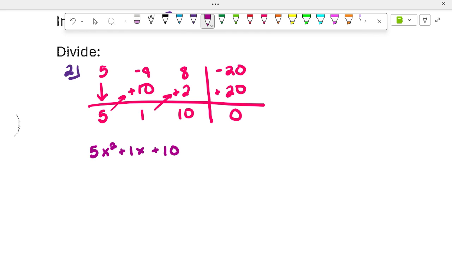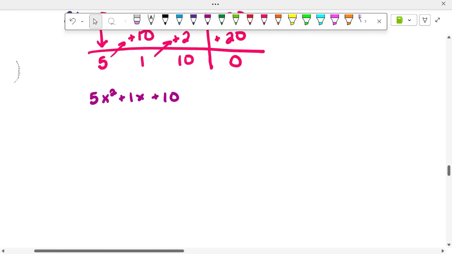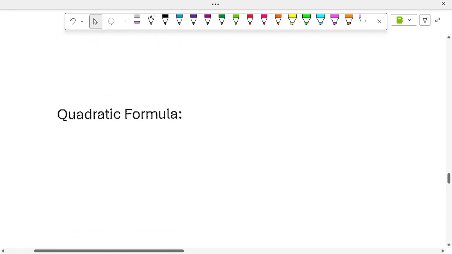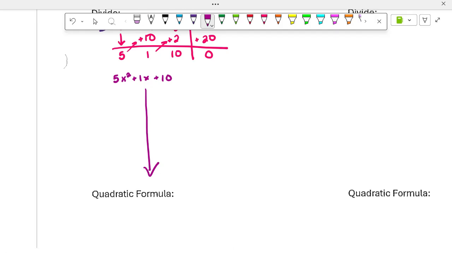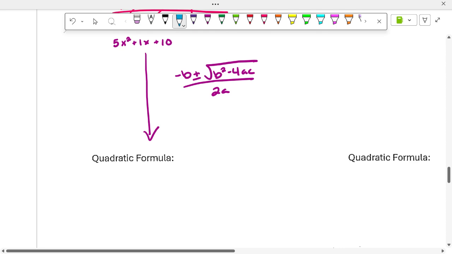So this is now where we use the quadratic formula. This function right here is where we're going to use the quadratic formula to find the other roots. Just so you have it on the page, the quadratic formula is negative b plus or minus the square root of b squared minus 4ac, all over 2a. So what's my first step with the quadratic formula? Before I even put in the formula, what should I do?